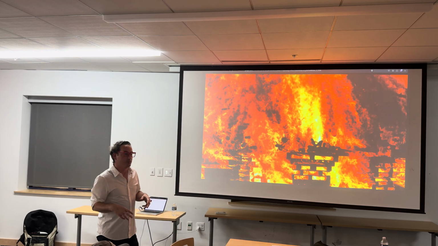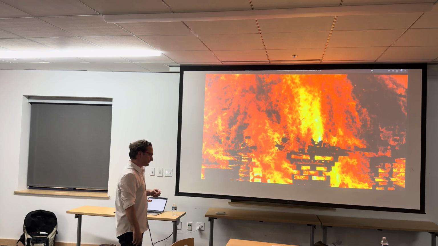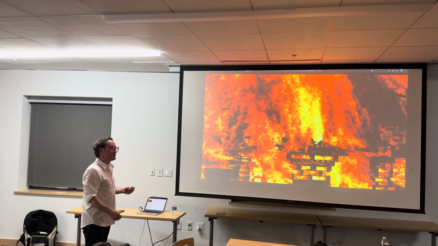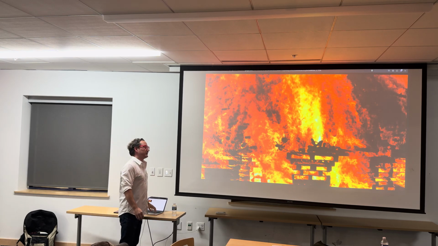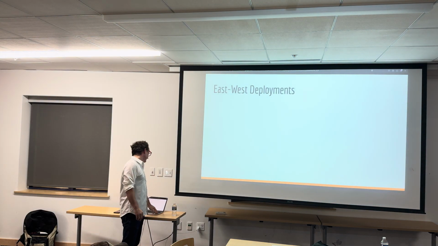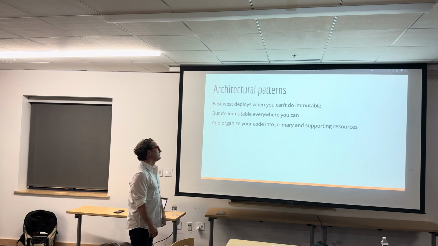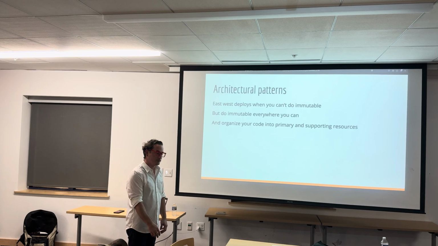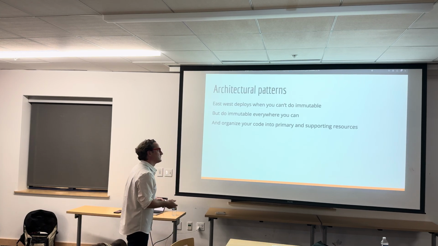But the other half of the team just did damage control, talking to people on Slack about how they could get around the dev cluster being down for the entire day. Whereas had we just had a secondary resource at the time, we could have figured it out without people being mad at us. So east-west deployments, use those when you can't do immutable, but do use immutable everywhere you can. And organize your code into primary resources with their supporting resources in those specific projects.